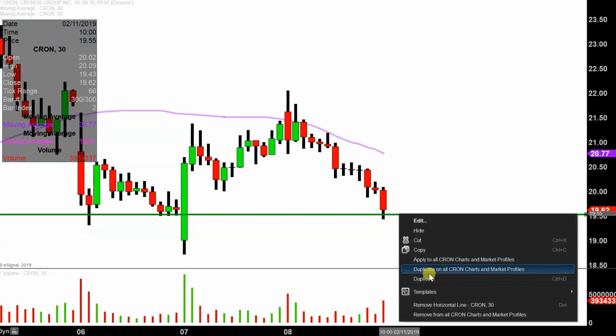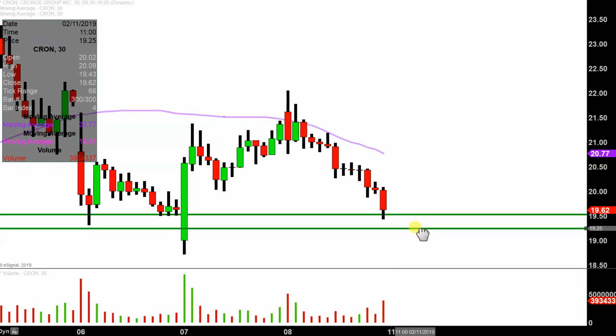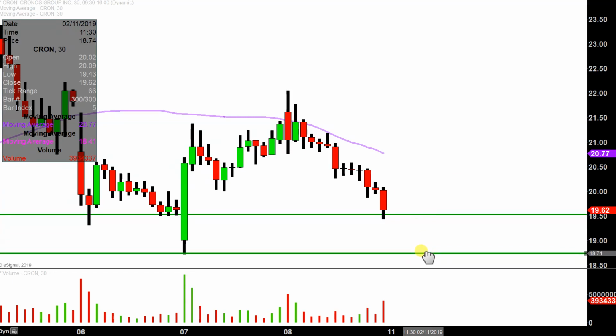Like I said, 1950 is acting as support, but in the event that level does not hold up as support, the next key overarching level would be down there around $18.75, and that level is coming from just where the price bounced from back on the 7th before the very nice upwards move. But like I said, 1950 is holding, but if it doesn't hold up, then it would not be shocking at all to see the price head down to 1875.